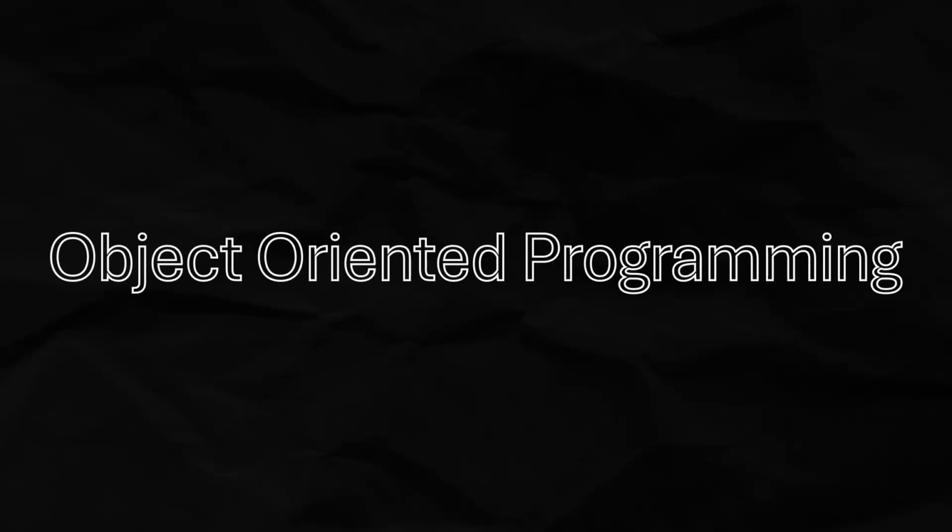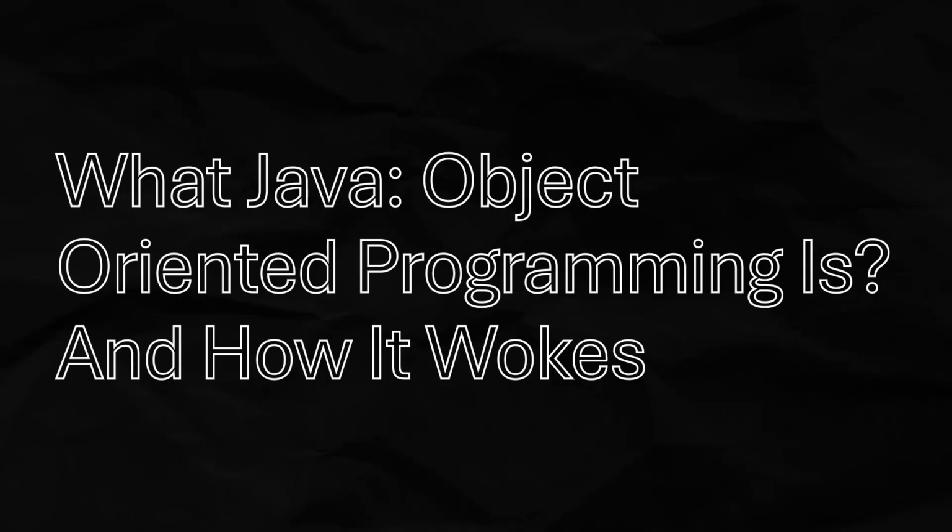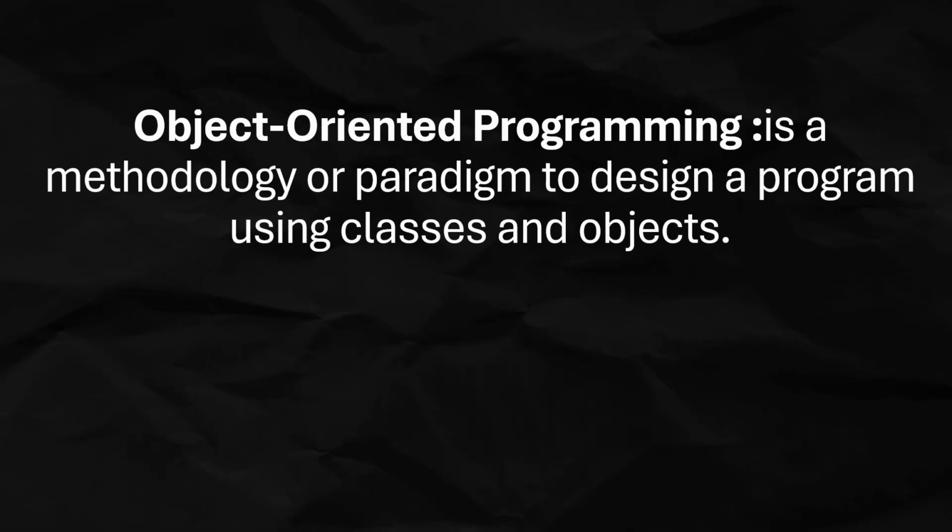What I've learned in college these past 3 weeks is object-oriented programming. I'm in my second year of computer science, and one of the subjects we learn is object-oriented programming. We can call it OOP for short. Object-oriented programming is a method or technique that can help design a program using classes and objects.